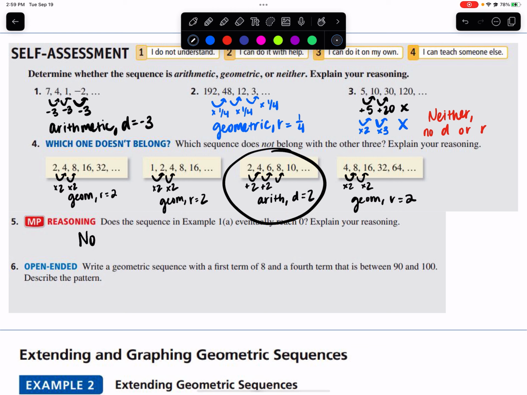But it's never actually going to hit 0 because if I keep multiplying, the only thing I can multiply to get 0 is 0. So no, because my common ratio is not 0. So I will never multiply by anything that will get 0.